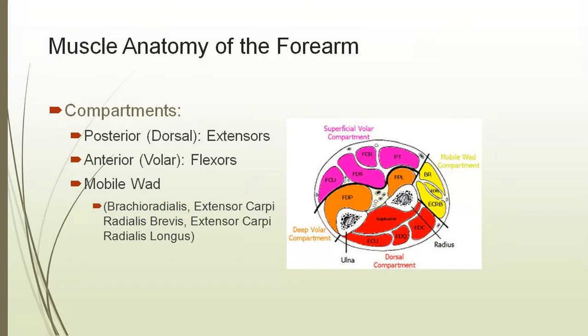Coming to the muscular anatomy, what are the various compartments? The forearm is very important relevant to its compartments because it is divided into anterior and posterior. The anterior compartment is called volar, in which all the flexors are attached and pass through, and the posterior is called dorsal, where all extensor muscles and tendons pass.